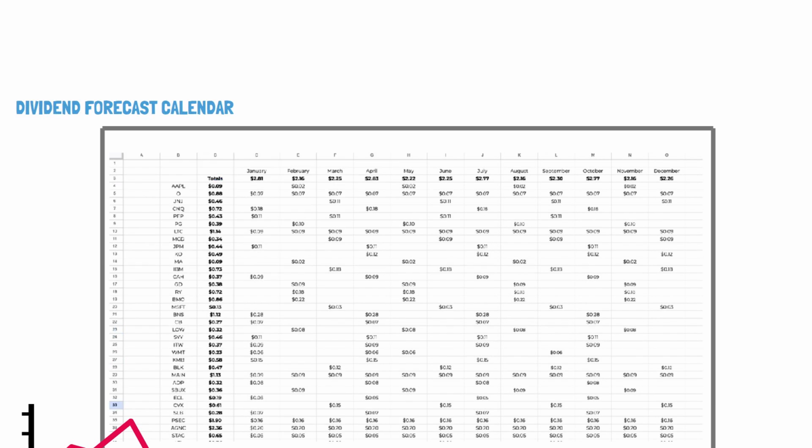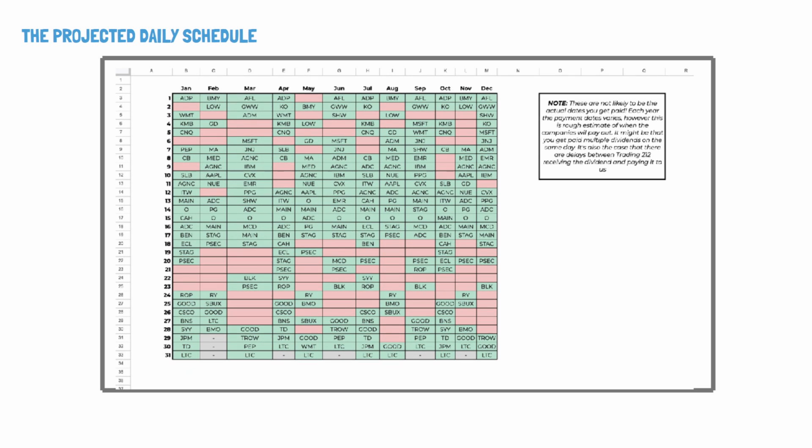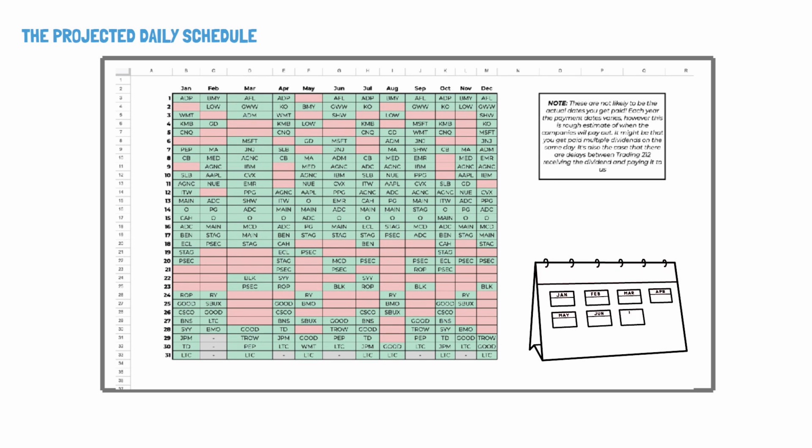And now let's move on to the final tab, the projected daily schedule. This is the schedule I use to make the changes in the pie and make sure there isn't an egregious overlap on days. Note, these are not likely to be the actual dates you get paid. However, this is a rough estimate of when the companies will pay out to make planning and replacing stocks easier. It might be that you get paid multiple dividends on the same day.